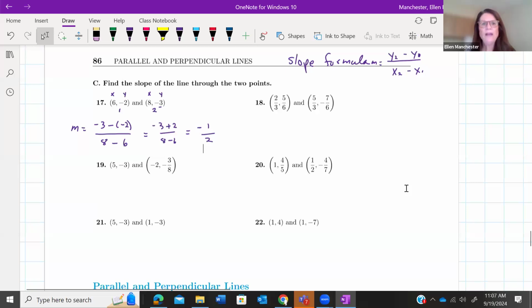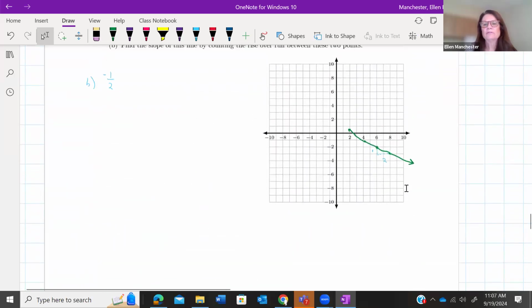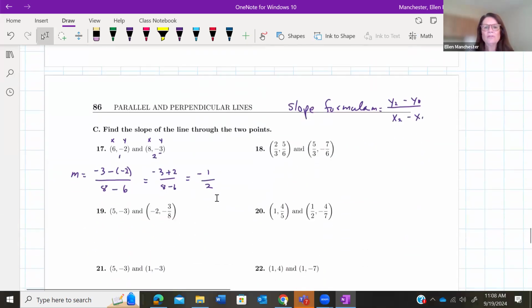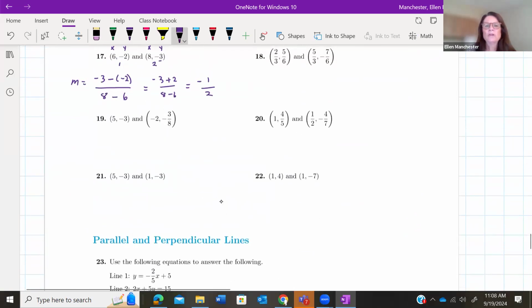Now, why this works. If you look at this graph, if this point right here is (6, -2), and this point right here is (8, -3), when you find the slope between those two, you're literally finding the difference in the y values and the difference in the x values. The difference between -2 and -3 is 1 step. The difference between 6 and 8 is 2 steps. So that's where that formula comes from. It's just the change in y over the change in x. We'll get to a fraction one in a minute.